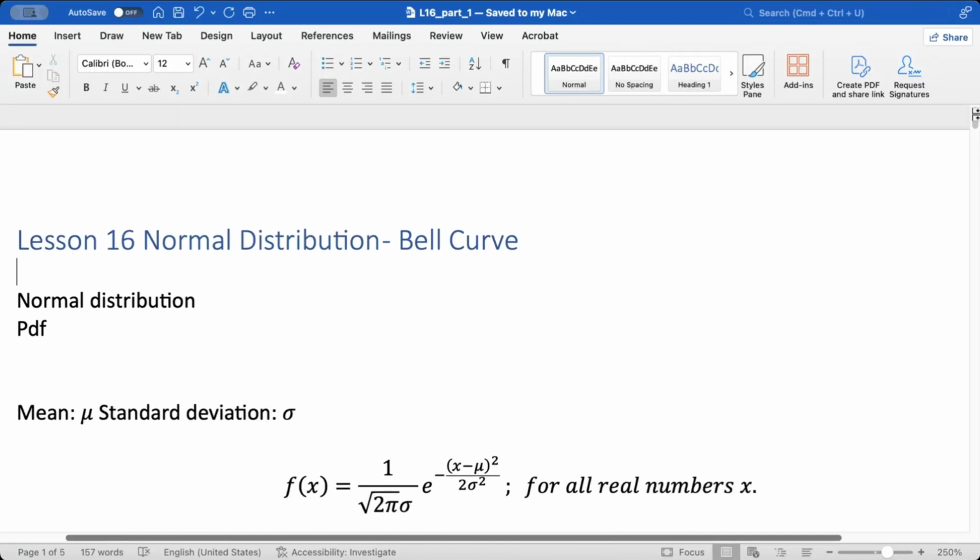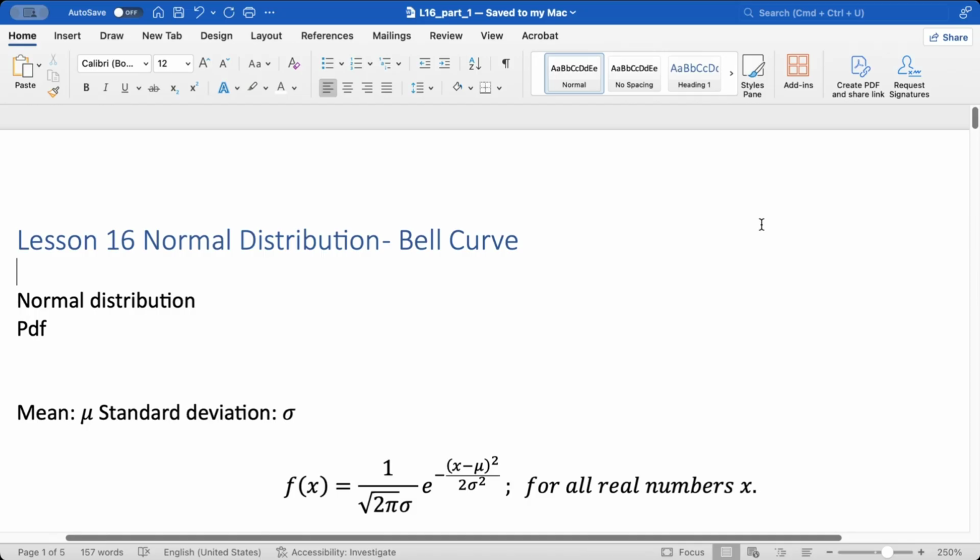Hello, welcome to lesson 16, continuing on with continuous random variables. We're going to look at a very common one here, the normal distribution, or sometimes referred to as a bell curve.